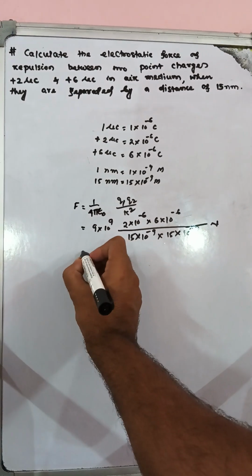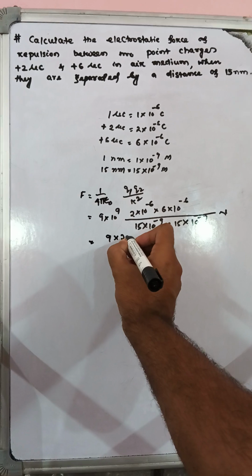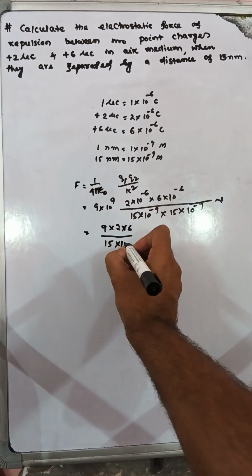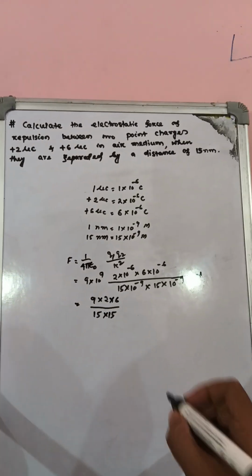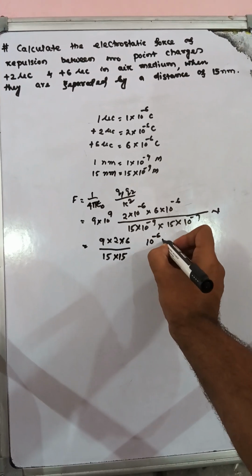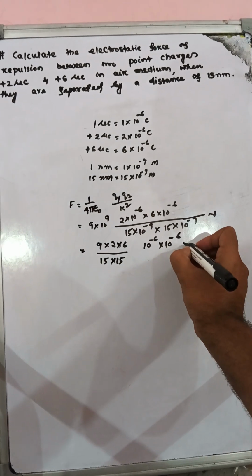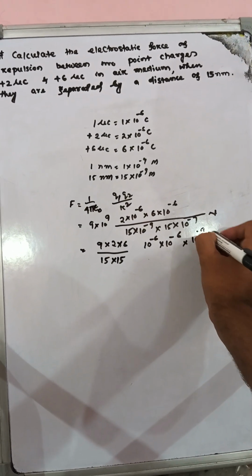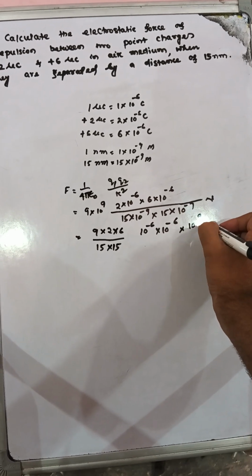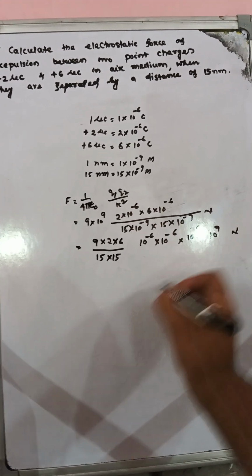Then we rearrange this: 9 into 2 into 6 divided by 15 into 15. Then 10 to the power minus 6 into 10 to the power minus 6 is 10 to the power minus 12, divided by 10 to the power minus 9 into 10 to the power minus 9, and multiplied by 10 to the power 9. This will be in Newton.